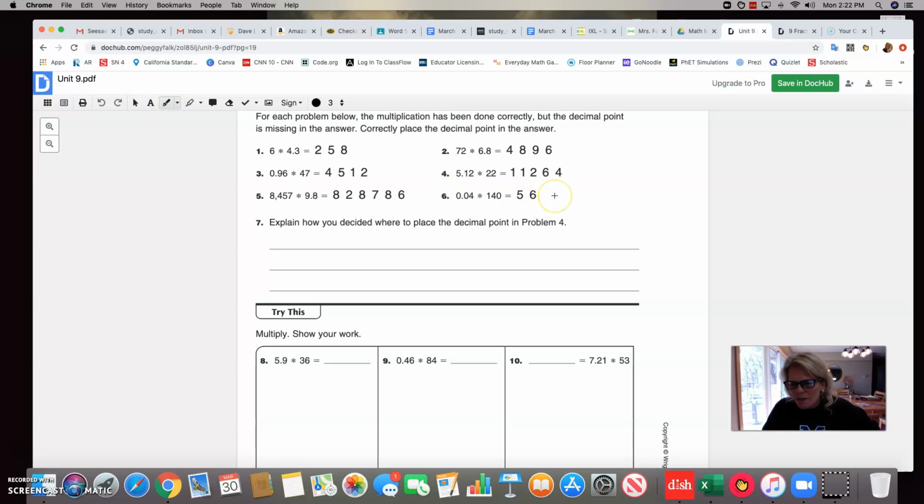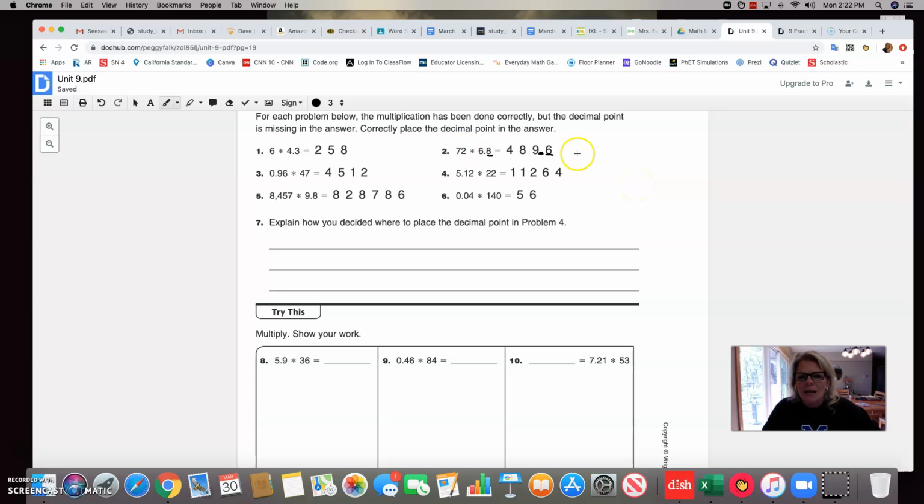So there were two ways that we talked about doing it. One way was when you have one digit to the right of the decimal, you need to have one digit to the right of the decimal in your answer. So your decimal would go here.